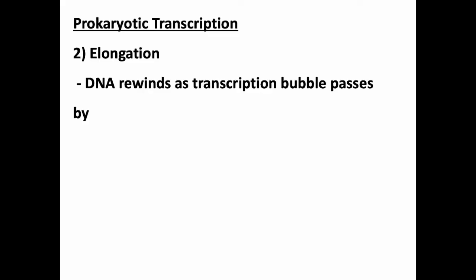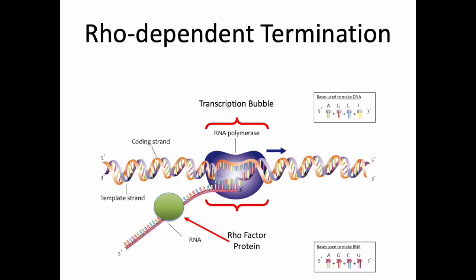And this is going to continue on until we make it to our third phase, called termination, where things are going to end. There are a couple of different ways that this can happen. Let's start by talking about something called rho-dependent termination.